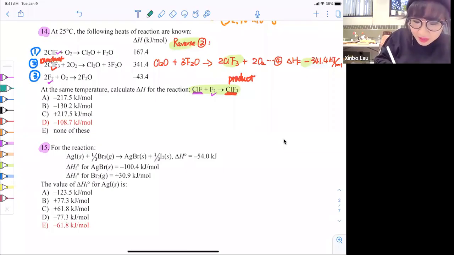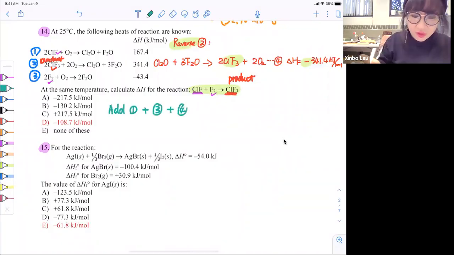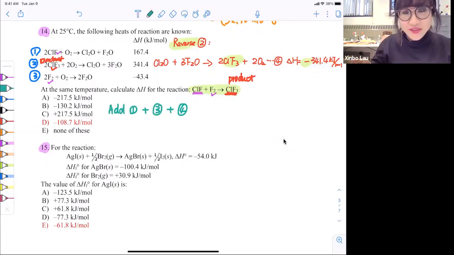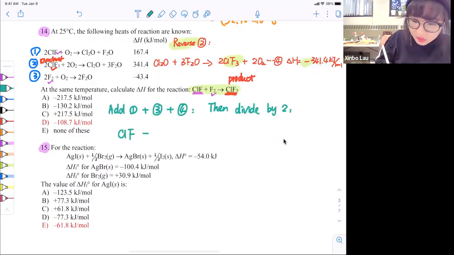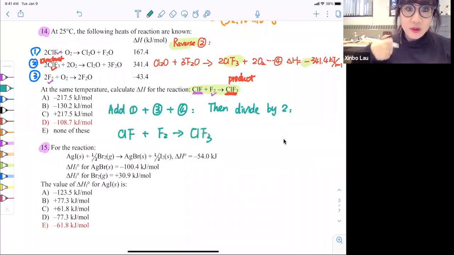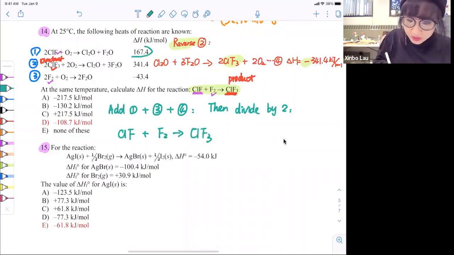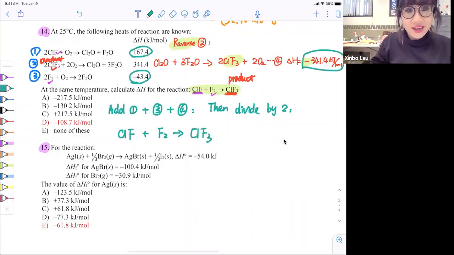As I said, now I'm going to add equation 1, equation 3, and equation 4. Equation 2 isn't needed because I already reversed it. After I add all of that, I'll divide whatever I add up by 2. After you do all of that, you will find you are getting this equation. Then we do the same operation, adding this and this all up and dividing by 2. That's how I get to the final answer.